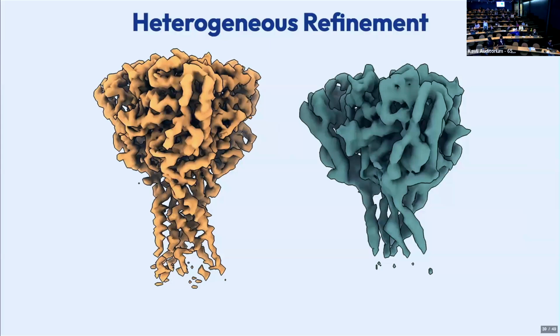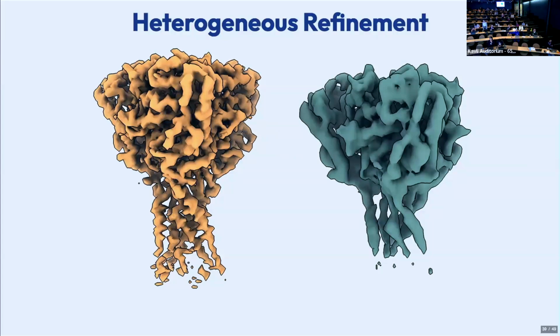Okay, my question is still on this slide. What's your input volume? It's two copies of the identical consensus. Okay, and the yellow one is the bound state or the unbound state?